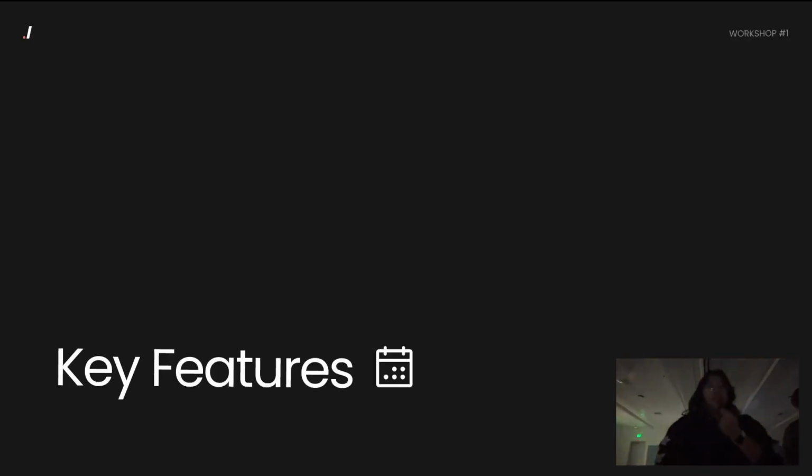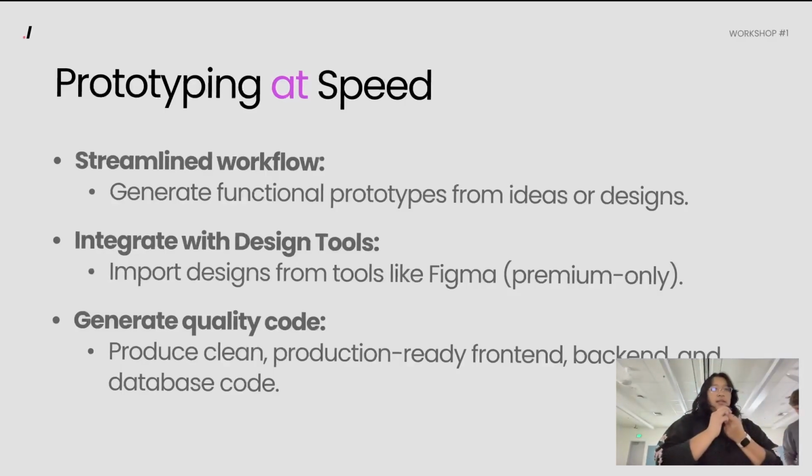So key features. All right, so one of the key features is you're able to prototype at speed. So they have a streamlined workflow where you can generate functional prototypes from ideas or designs, and we will be showing this in a demo later on. You can integrate with design tools, and you can actually import designs from tools like Figma, but this is a premium feature. And then you can also generate quality code that can help you with your front end, back end, and database.